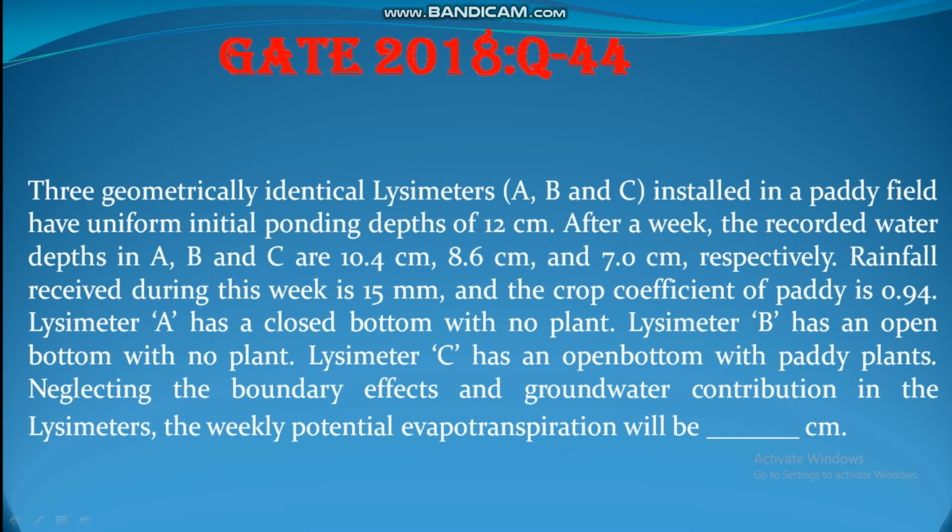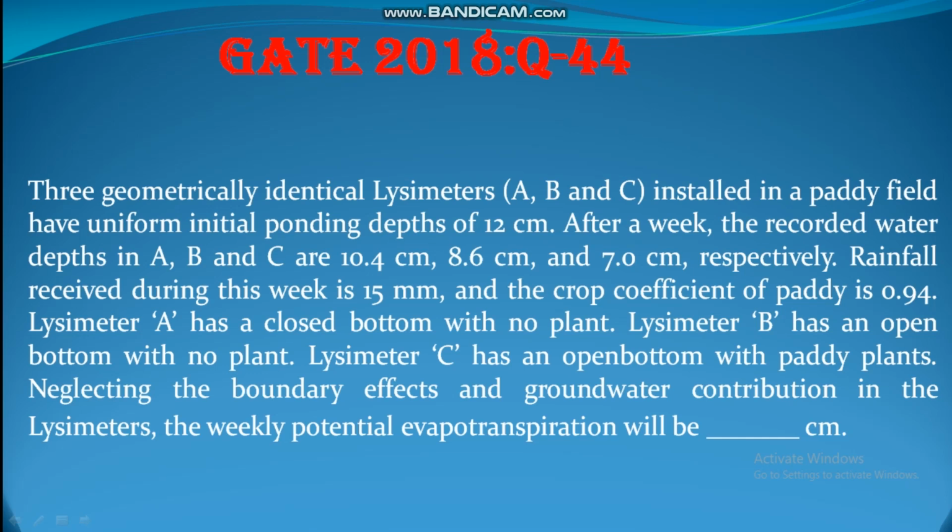identical lysimeters A, B and C installed in a paddy field have uniform initial ponding depths of 12 centimeter. After a week, the recorded water depths in A, B and C are 10.4 centimeter, 8.6 centimeter and 7 centimeter respectively. Rainfall received during this week is 15 millimeter and the crop coefficient of paddy is 0.94.